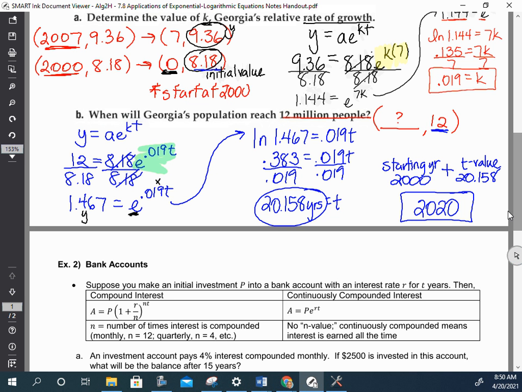That's where most people make their mistake. They get the t value, forget to figure out what the year was. So be a little thorough before you finish it off. Any questions before we move on to looking at some bank accounts?